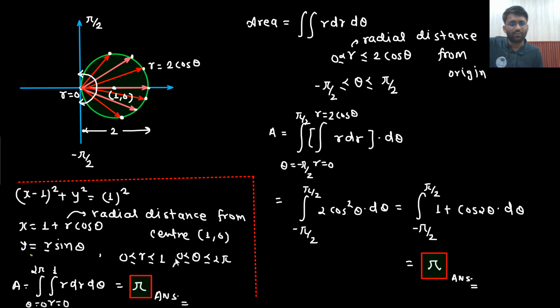There was one more way. This method we have already understood in the previous lecture, but this method will not work everywhere. Luckily, you are getting a center here. From the center, you can assume x equals 1 plus r cos theta, y equals r sin theta. R is the radial distance from the center this time. So r is going from 0 to 1, theta is going from 0 to pi. You got the answer pi.